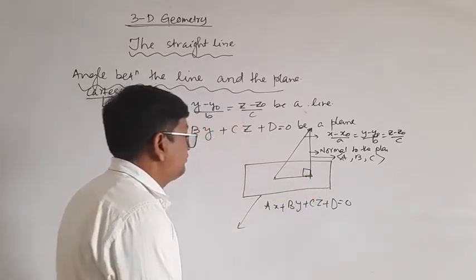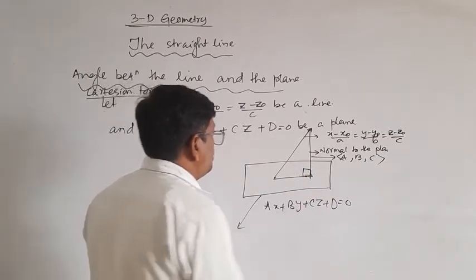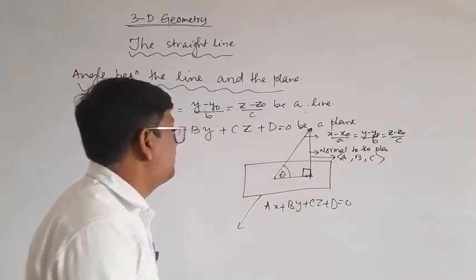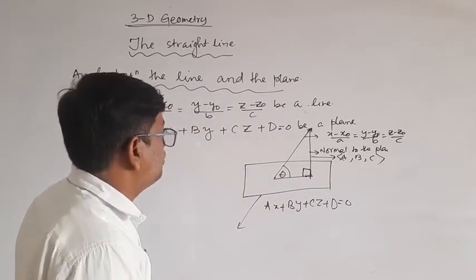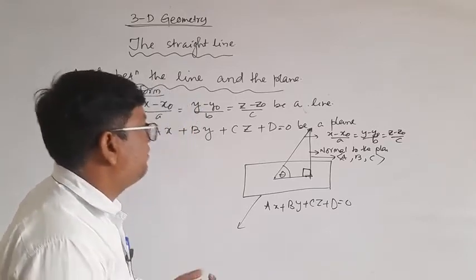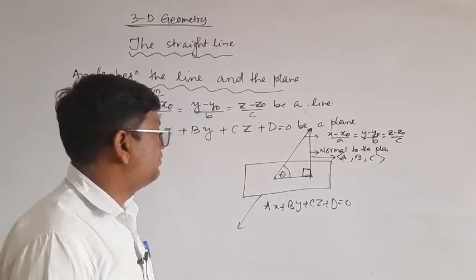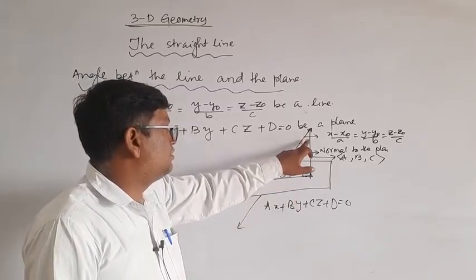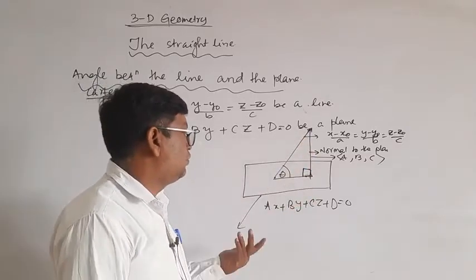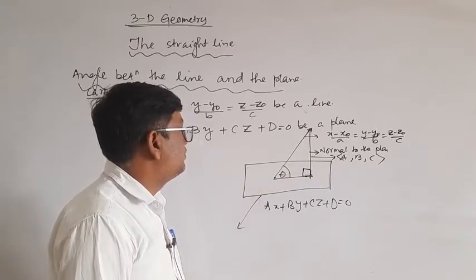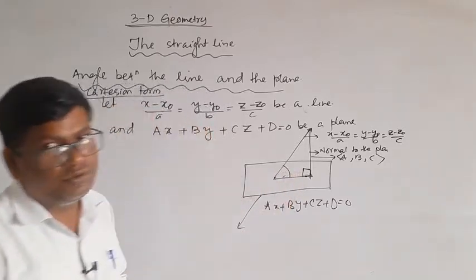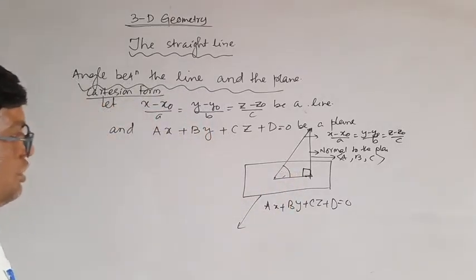Now what is the angle between them? This is 90 degree, and this is suppose theta. Then how to find the angle between the line and plane? Here the total is 90 degree, this is phi. Angle between two lines we know. Suppose the angle between the line and plane is theta, and this is pi by 2 minus theta.